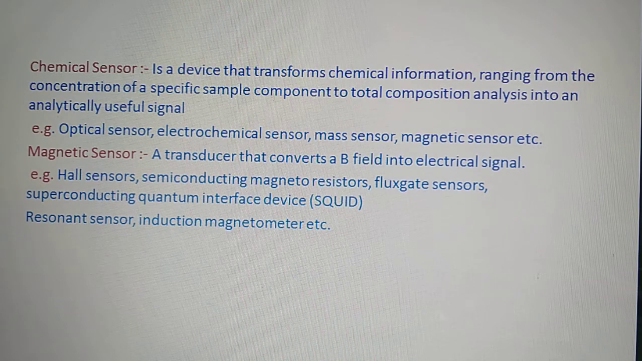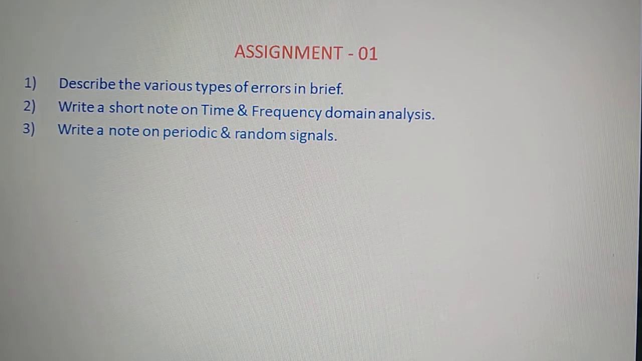Magnetic sensor, a transducer that converts a magnetic field into an electrical signal. For example, Hall sensors, semiconducting magnetoresistors, flux gate sensors, superconducting quantum interference device, resonant sensor, induction magnetometer. So these are the various examples of magnetic sensor. So this is all for the sensors, and this is the end of module number 1.